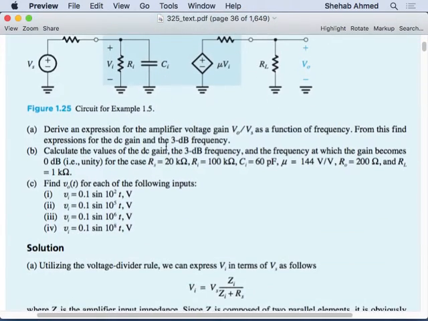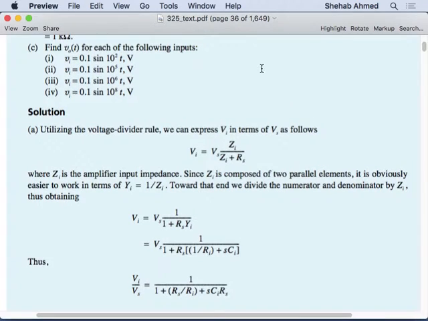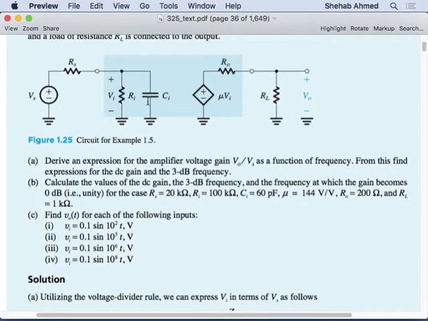So we started off by saying that the Vi here is related to the sensor input by this voltage divider. So Vi is equal to Vs times Zi over Zi plus Rs, right? So we found this relationship. Then we moved this Vi to the next stage here, and we related this mu Vi to V output using this voltage divider. That's what we did last time and where we stopped. And for convenience we utilized admittance. So we know that Zi is the parallel combination of this Ri and Ci.